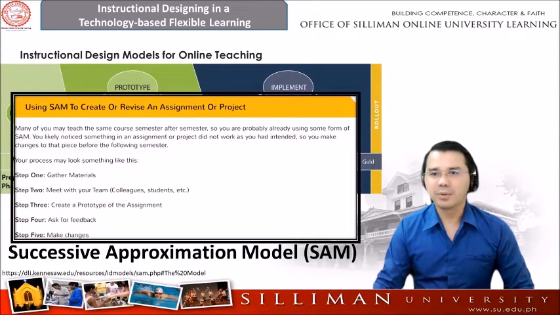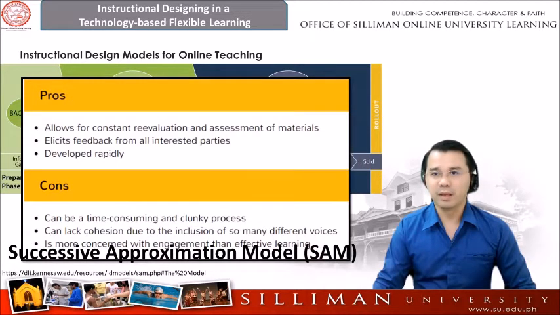Many of us perhaps teach the same course semester after semester, and we are probably already using some form of SAM, and we likely follow a process like this. Step 1, gather materials. Step 2, meet with our team, our colleagues, and perhaps students from the previous semester. Step 3, we create a prototype of the assignment. Step 4, we ask for feedback. And step 5, we make changes as part of the development, revisions, or modification.